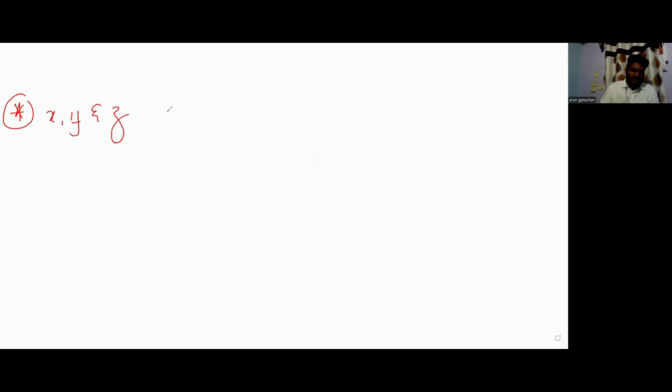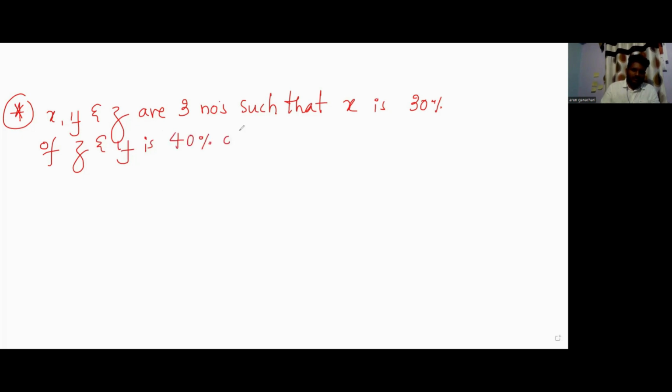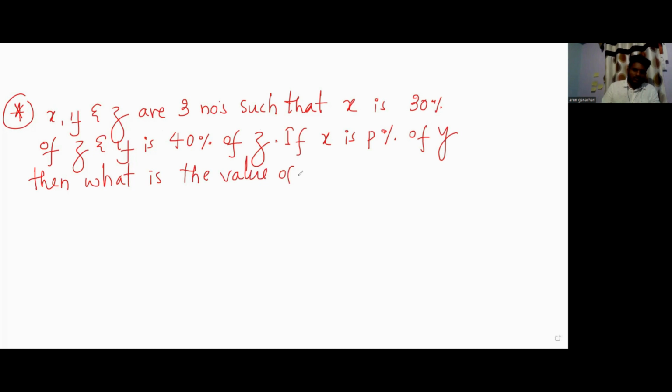X, Y, and Z are three numbers such that X is 30% of Z and Y is 40% of Z. If X is P percentage of Y, then what is the value of P?